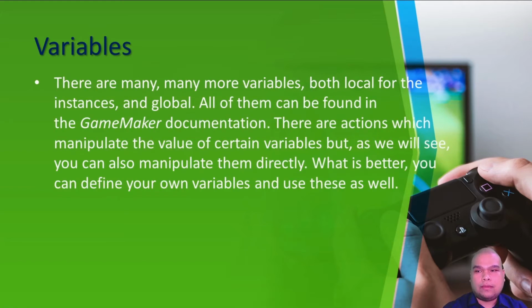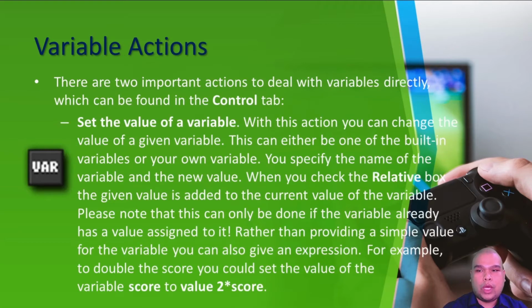There are many more variables, both local for the instances and global, and all of them can be found in GameMaker's documentation. So there are actions which manipulate the value of certain variables, but as we will see, you can also manipulate them directly. What is better, you can define your own variables and use these as well.